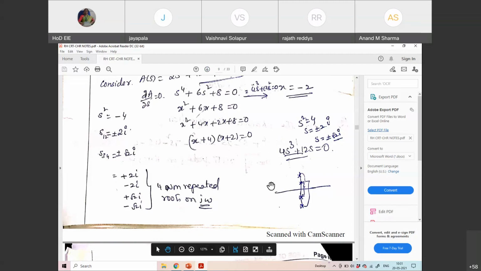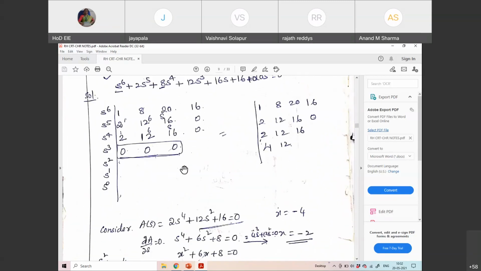Then what is the frequency of sustained oscillations? S is equal to j omega, you put j omega is equal to plus 2j. So omega is equal to 2 radians per second. And for s equal to j omega is equal to j root 2, omega is equal to root 2 radians per second. So the system is having sustained oscillations with a frequency of 2 radians per second as well as root 2 radians per second. So there are 2 frequencies of sustained oscillations.